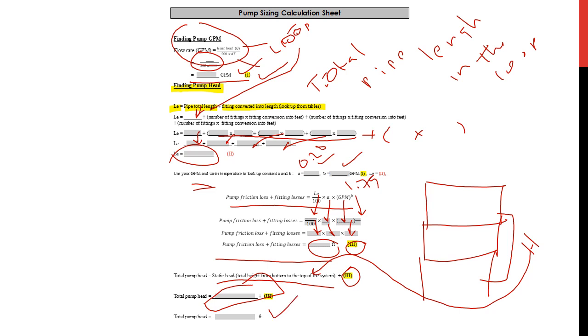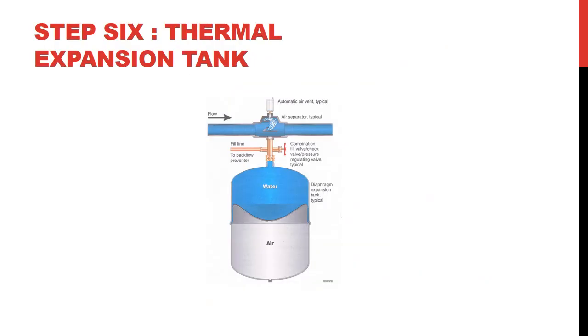So we get the head and the GPM, and this form hopefully will make things a little bit easier if you follow the steps and fill in the blanks as you go along. Okay, now we're moving on to the thermal expansion tank.